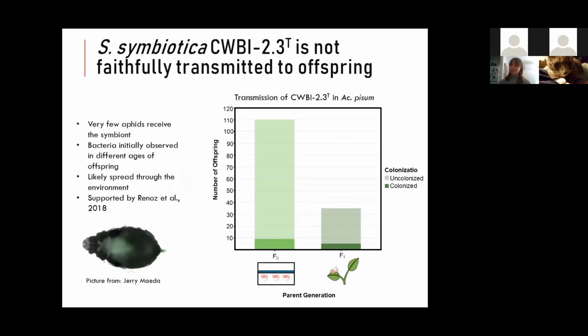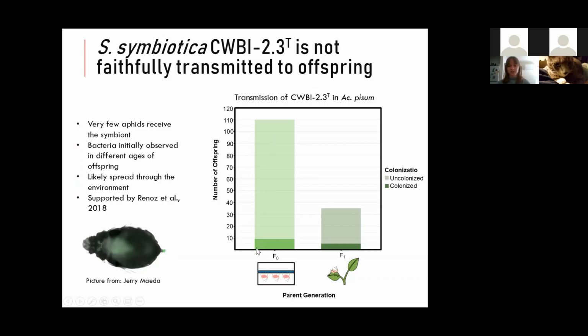Okay, and just one final thing that we wanted to test, where we've seen a discrepancy from the canonical strain, is in the transmission of the strain. So if we're going to colonize aphids with a strain and think about applications in pest control, we need to know how it's transmitting from generation to generation. And what we've seen is that it's not faithfully transmitted to offspring. So very few aphids will receive the symbiont from their parents.